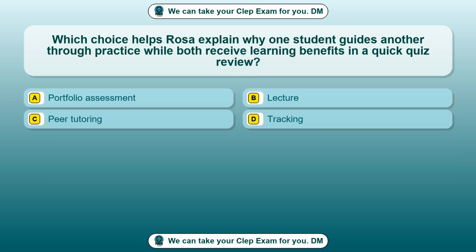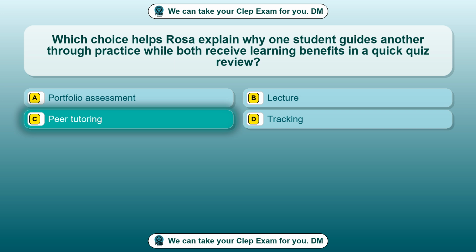Question 80. Which choice helps Rosa explain why one student guides another through practice while both receive learning benefits in a quick quiz review? Option A, portfolio assessment. Option B, lecture. Option C, peer tutoring. Option D, tracking. The correct answer is option C.